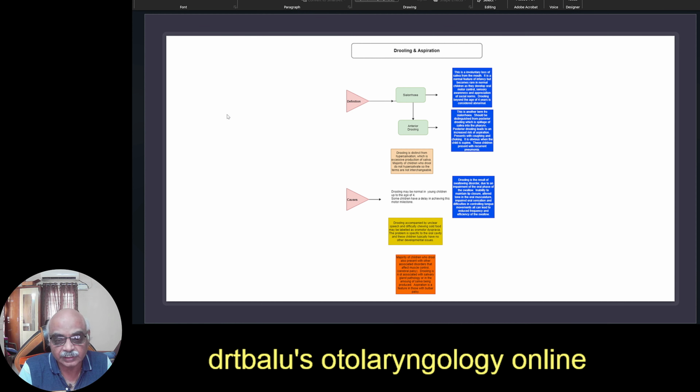And aspiration is a feature of bulbar palsy. Aspiration, again I repeat, could be a feature of bulbar palsy.